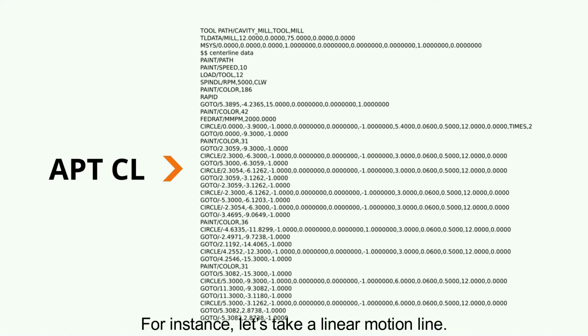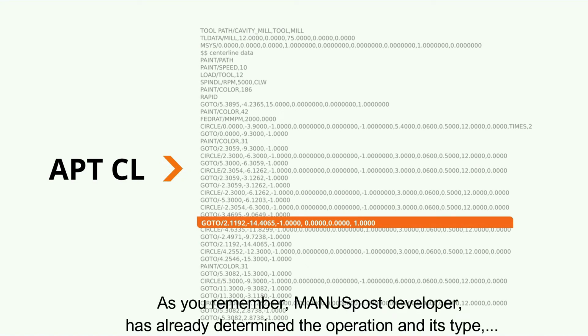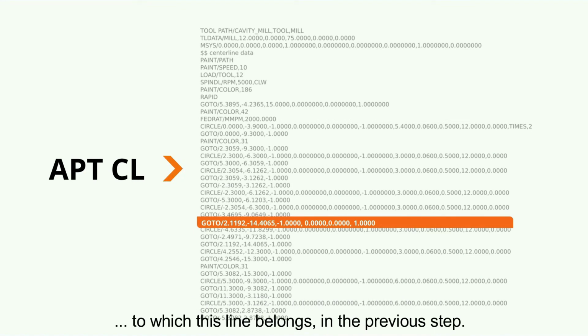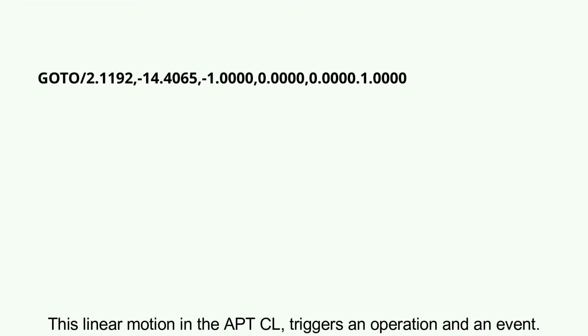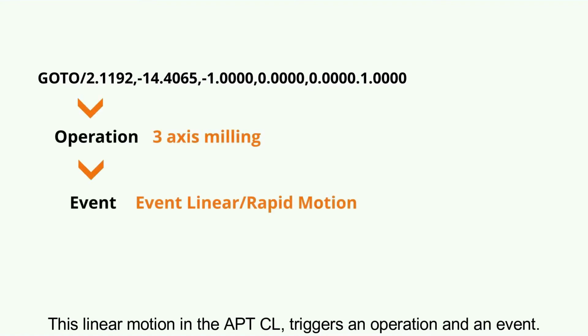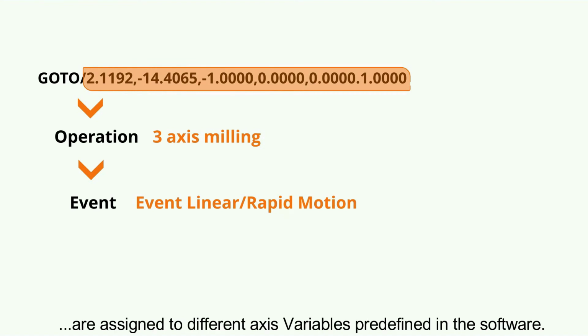For instance, let's take a linear motion line. As you remember, MANUSpost developer has already determined the operation and its type, to which this line belongs, in the previous step. This linear motion in the APTCL triggers an operation and an event. In addition, the amounts of movements in this linear motion are assigned to different axis variables predefined in the software.